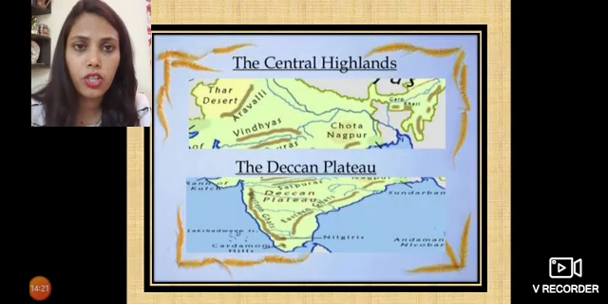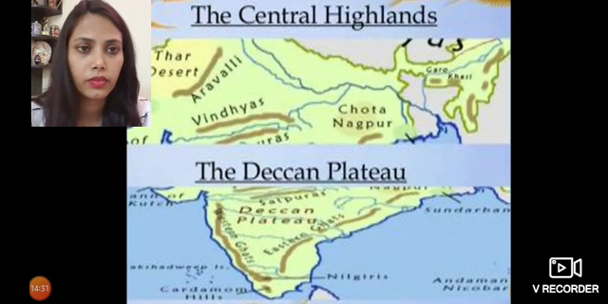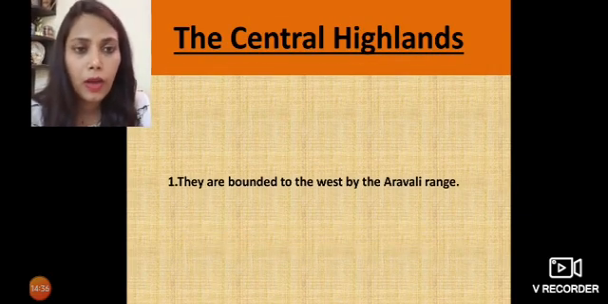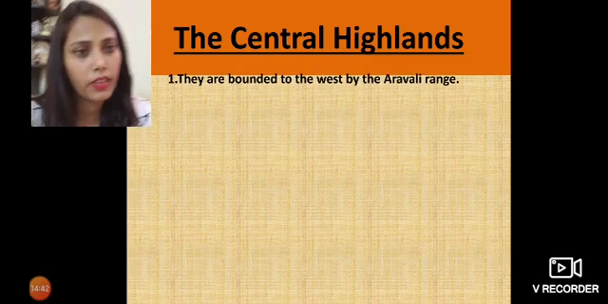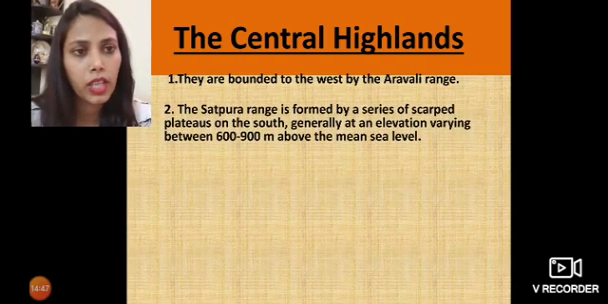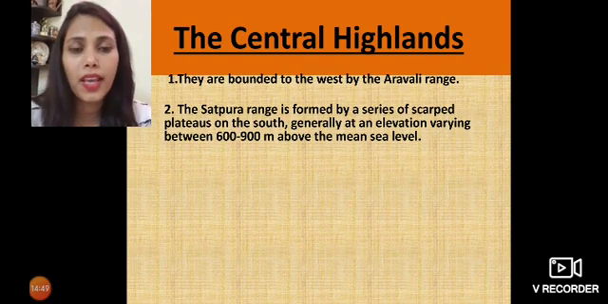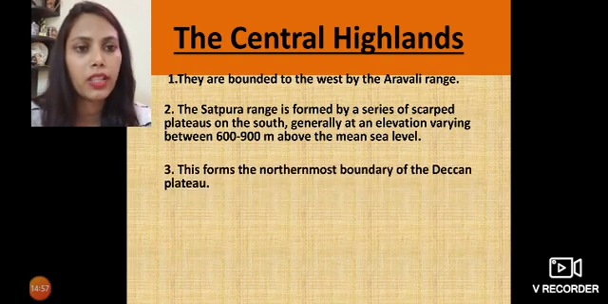The next division of Peninsular Plateau, first we studied Deccan Plateau, the next division is, you can see here, the Central Highlands. They are bounded by Aravalis in the west. So in the west of the Central Highlands we have the Aravali range. Satpura range is formed by a series of scarped plateaus to the south. So we have the Satpura range also in the Central Highlands, Aravali range in the Central Highlands. They are all part of the Central Highlands, Aravali and Satpura range.